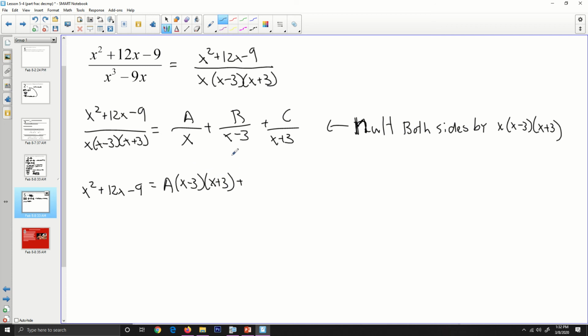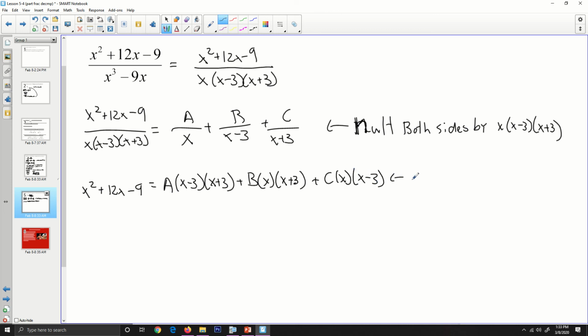And then when I multiply b over x minus 3 times x times x minus 3 times x plus 3, the x minus 3's cancel, and I'll have b times x times x plus 3. And then when I multiply by c, I'll have c times x times x minus 3.